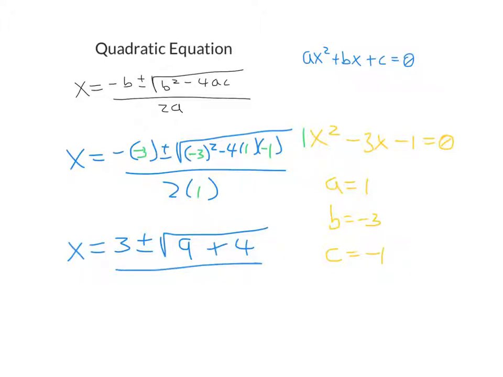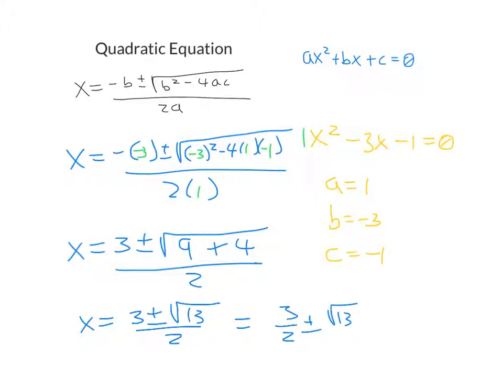And then we have all over, clearly the 2 times 1, so that's going to be 2. And then we have x equals 3 plus minus root 13 over 2. That could be rewritten as 3 over 2 plus minus root 13 all over 2. Hopefully that makes sense. Moving on.